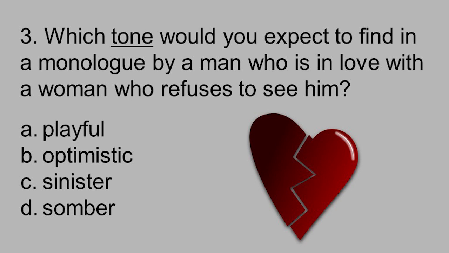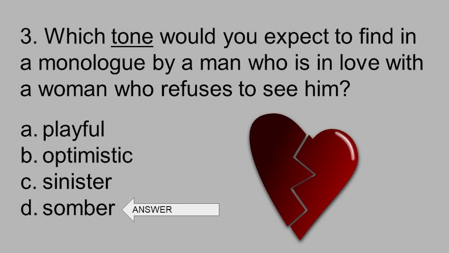So let's look at that again. Which tone would you expect to find in a monologue by a man who is in love with a woman, but she refuses to even give him any attention? She refuses to see him. Would the tone be a playful tone, an optimistic tone, a sinister tone, or a somber tone? So playful, obviously you all know what that is. Optimistic means you're on the positive side, you're hopeful. Sinister is more devilish, you're angry. And somber would be sad.